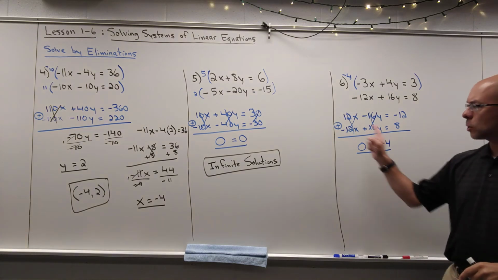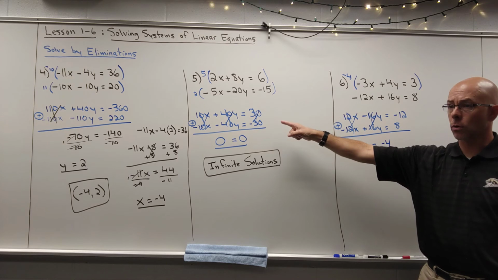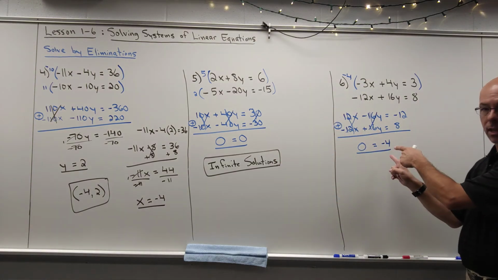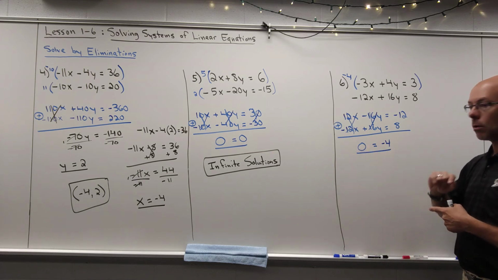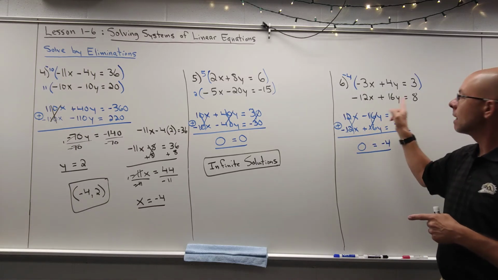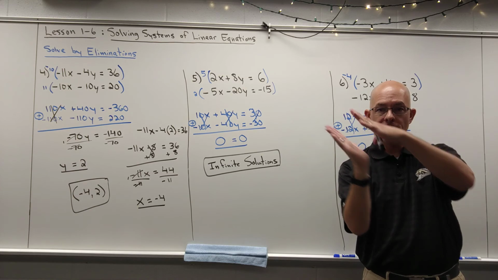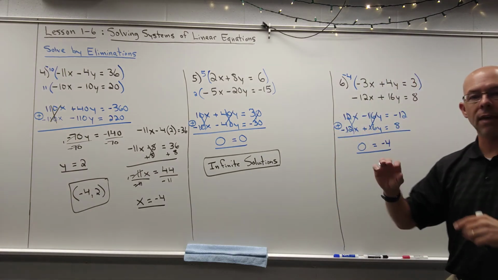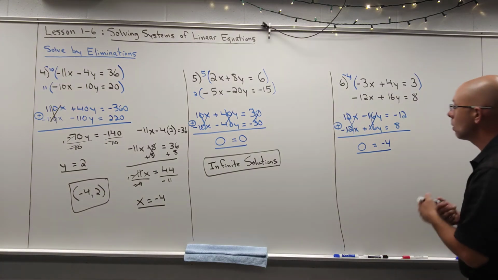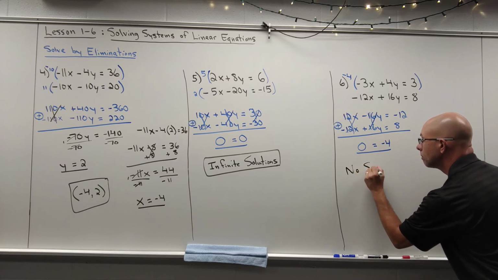Now, what's the difference between these two problems? Because over there, the x and y canceled and eliminated also. That's a true statement. 0 does equal 0. This is a false statement. 0 does not equal negative 4, meaning this is not a reasonable situation. What's this mean? These two lines are parallel. They don't cross. They have nothing in common. They never touch each other, so they don't have any points to say that they share. So we say no solution.